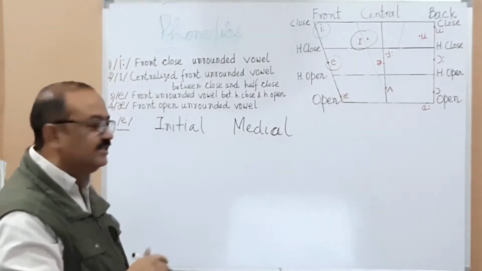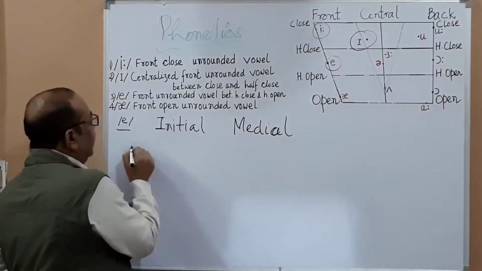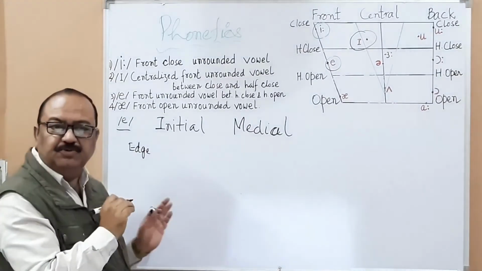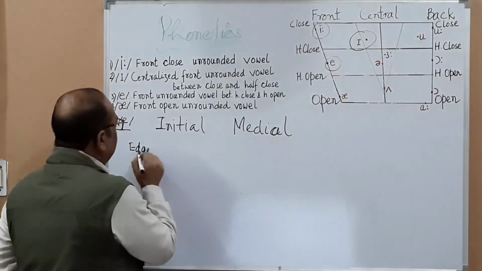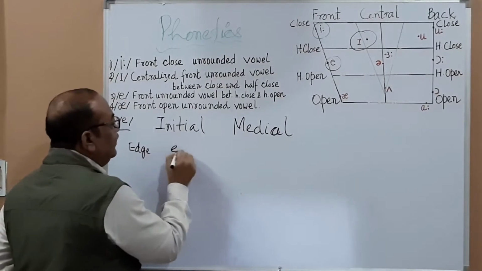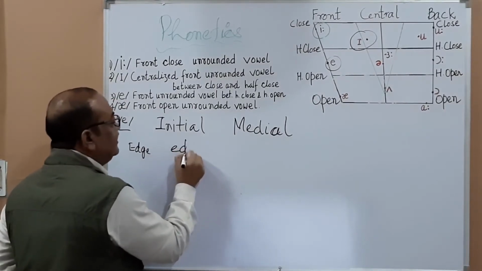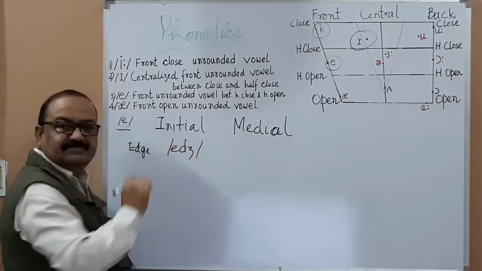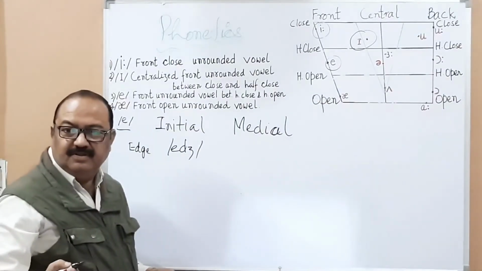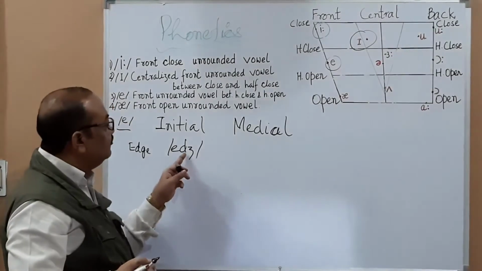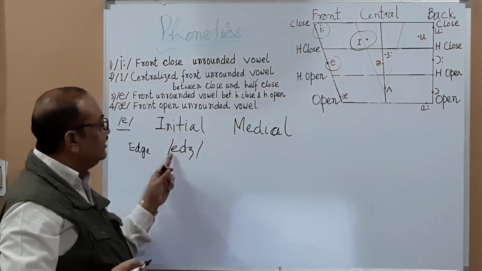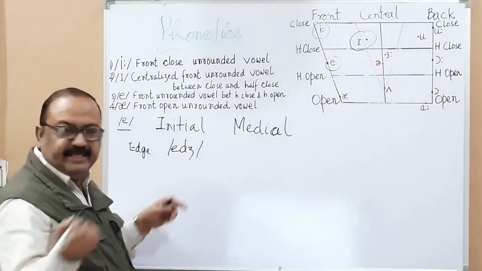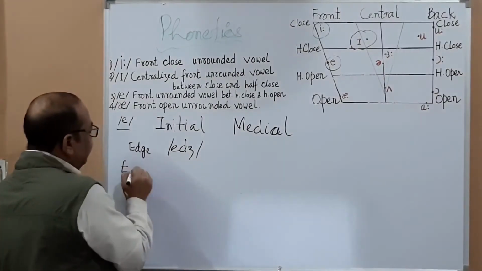For example, in words like edge. This is how you pronounce edge. Let's transcribe edge like this. This is the jaw consonant sound and this is the vowel sound. It's so simple. Edge. Yes. And next, for example, edifice.